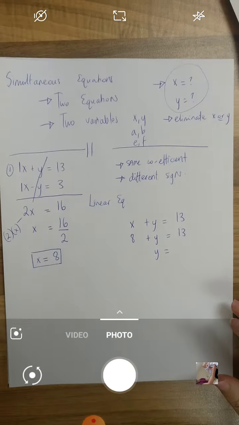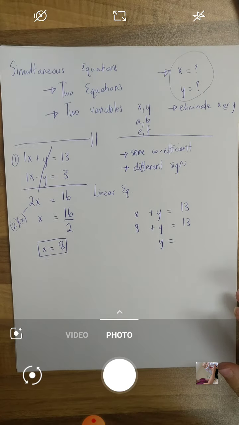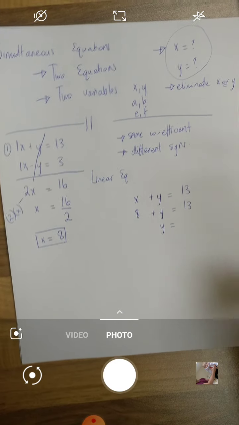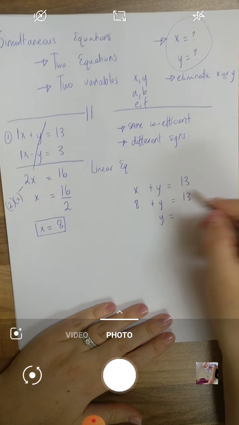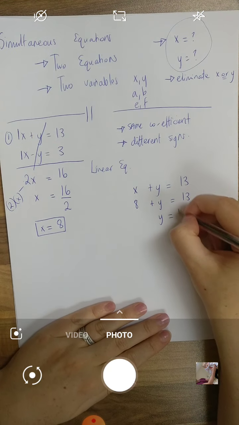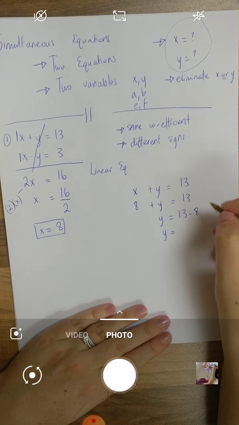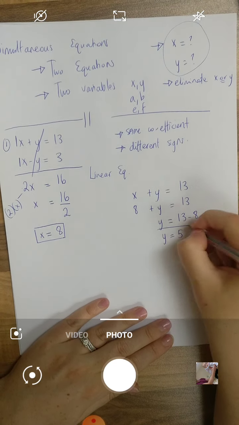So if we're trying to find y on its own, it means that we have to move 8 over to the other side. So we were adding 8, and if we move it, we're going to be subtracting 8. So y is equal to 13 minus 8, which is 5.